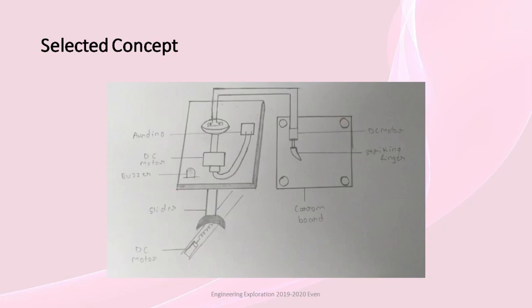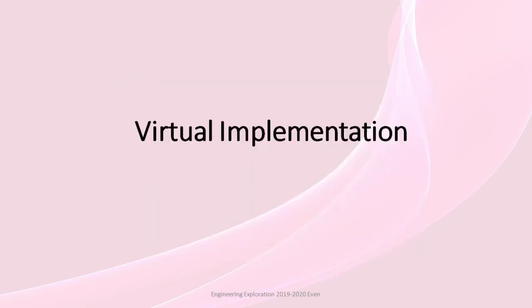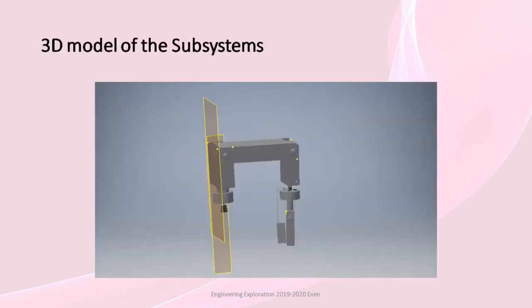After selecting the concept, we had to move on with the implementation process. Under the implementation process, the first part was virtual implementation. Virtual implementation is the process where you create a 3D model for your system. We decided to go subsystem-wise. Each teammate picked up a subsystem and designed a 3D model for it.